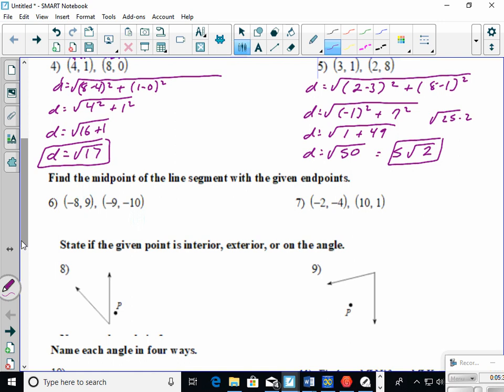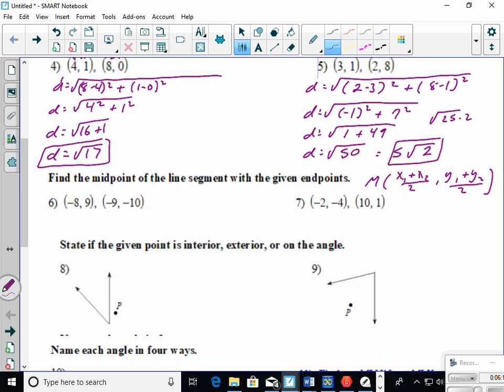Find the midpoint of the line segment with the given endpoints. So we're using the midpoint formula. Midpoint formula is x1 plus x2 divided by 2, and y1 plus y2 divided by 2. Add the x's divided by 2, add the y's divided by 2.